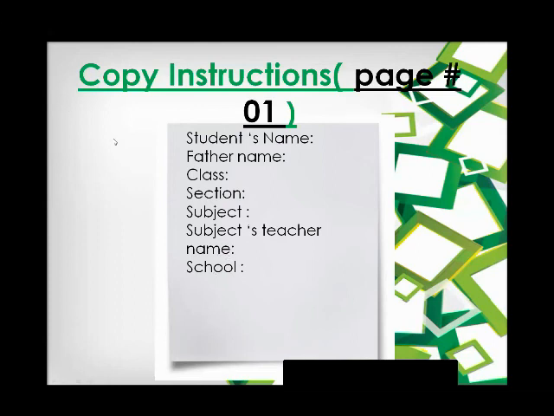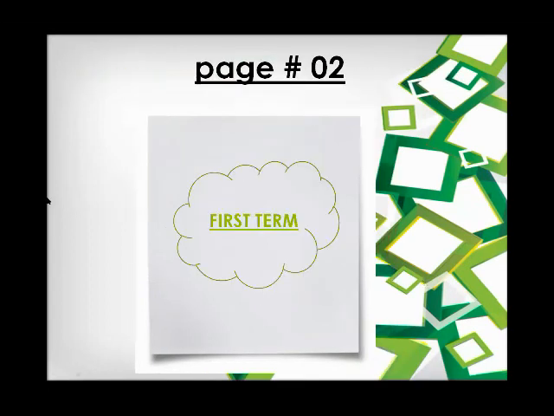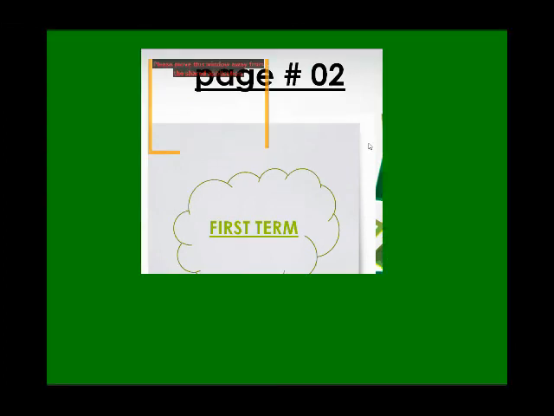In the second page, this is your book page number 1. You can take the screenshot of this page. This is your second page. In the second page you will make a cloud or any shape, any drawing shape you can draw, and in the center of this drawing, I just take this cloud, so in the center you will write the first term. Okay, clear?